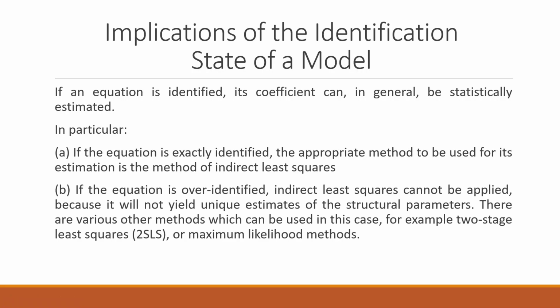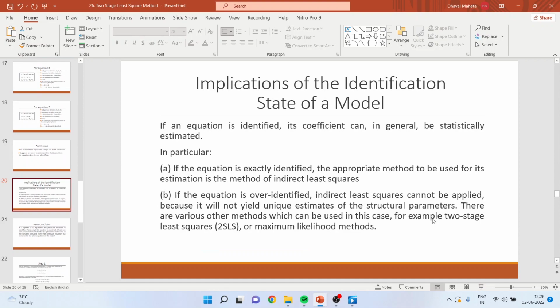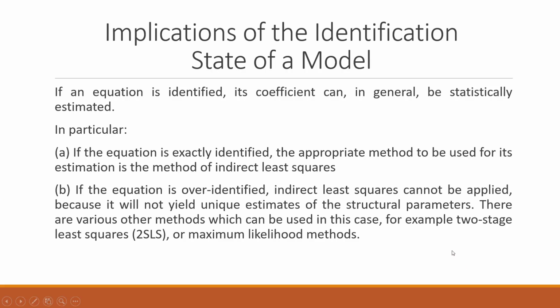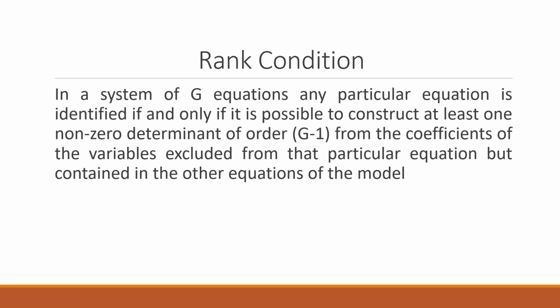What are the implications of the identification of the state of the model? If the equation is exactly identified, the appropriate method for its estimation is the method of indirect least squares. If the equation is over-identified, indirect least squares cannot be applied because it will not yield unique estimates of the structural parameters. So here we will be using the two-stage least squares method. Or you can also use the generalized method of moments or maximum likelihood methods.